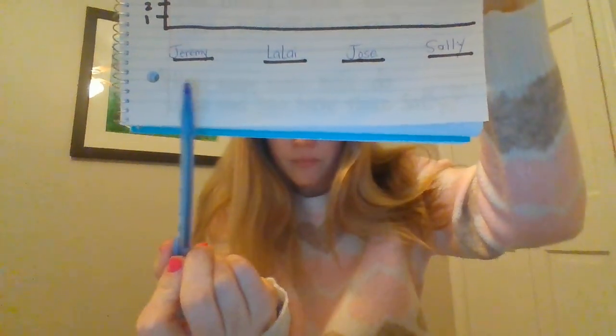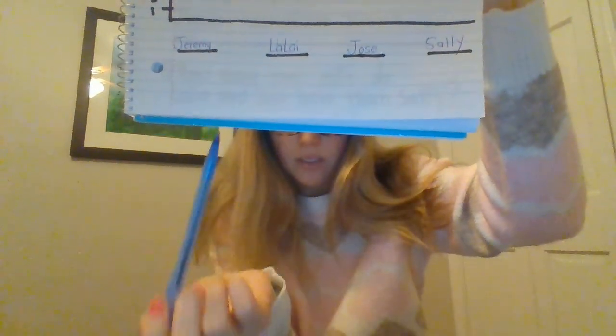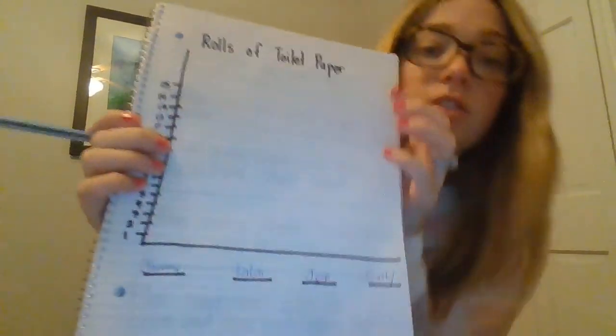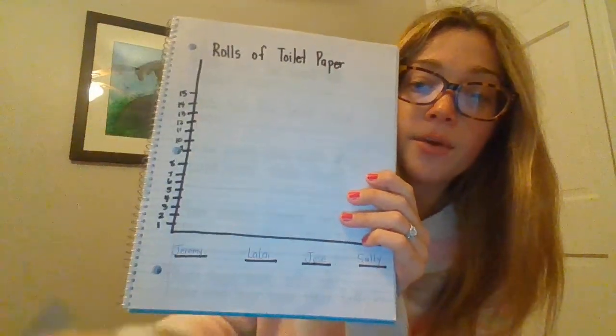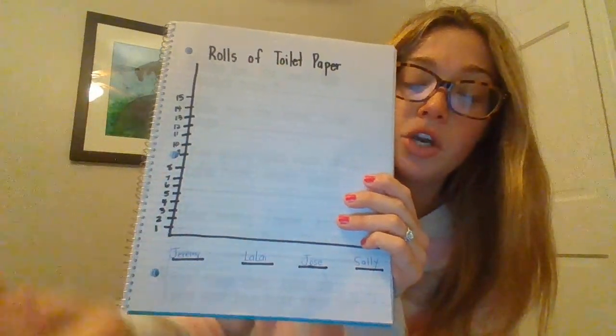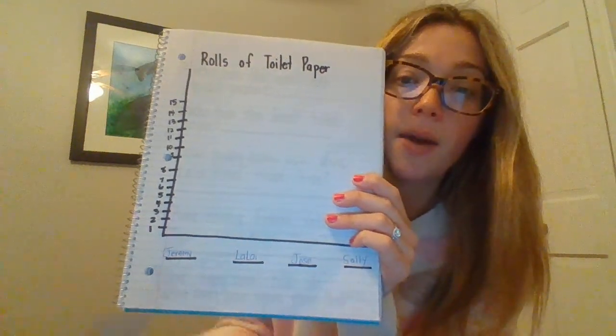The next step, I wrote their names: Jeremy, Layla, Jose, and Sally. Now I will just have to create my bar graph. I'll do Jeremy's with you so you can see. If you aren't remembering how we did this in the classroom, you can watch me do Jeremy and then you'll finish Layla and Jose by yourself.